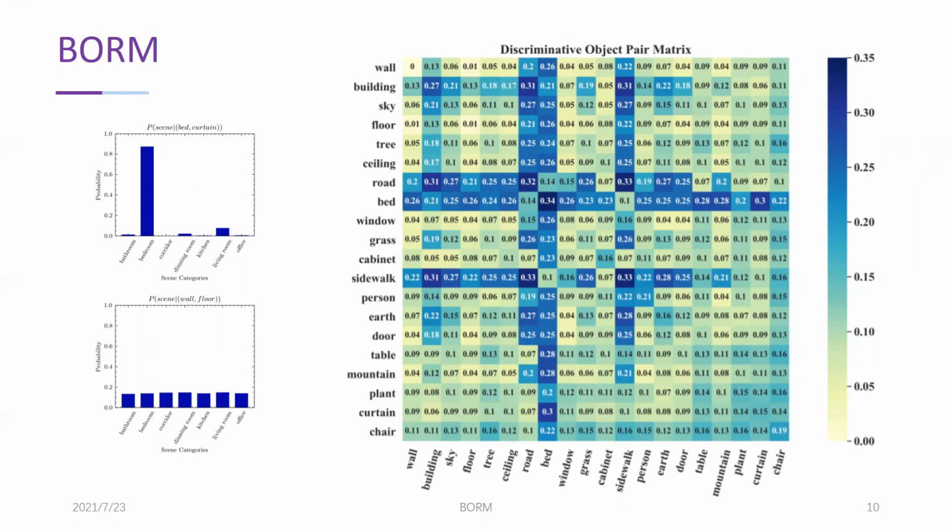We define the standard deviation of posterior probability as the Bayesian relation value to describe the relation of object pairs to the scene. The right figure shows the Bayesian object relation matrix of first 20 objects in the ADE20K. The value in the matrix represents the standard deviation of posterior probability across different scene categories.